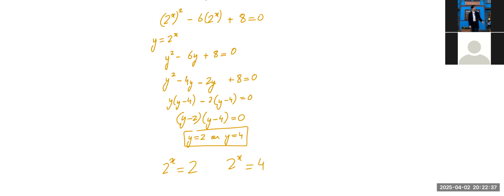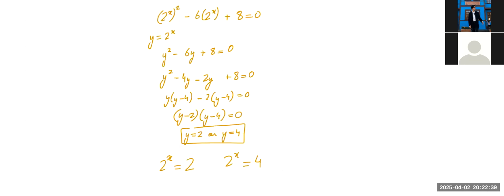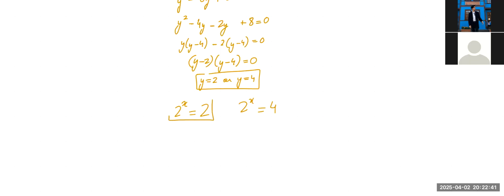Following so far? Yeah. Okay. Now, 2 to the power of x being equal to 2 would require that x is, logically speaking, what would x need to be for this equation to be true? 1, exactly. And what would x need to be in this case for it to be equal to 4? 2. Exactly. That is how you can solve an equation like this one.